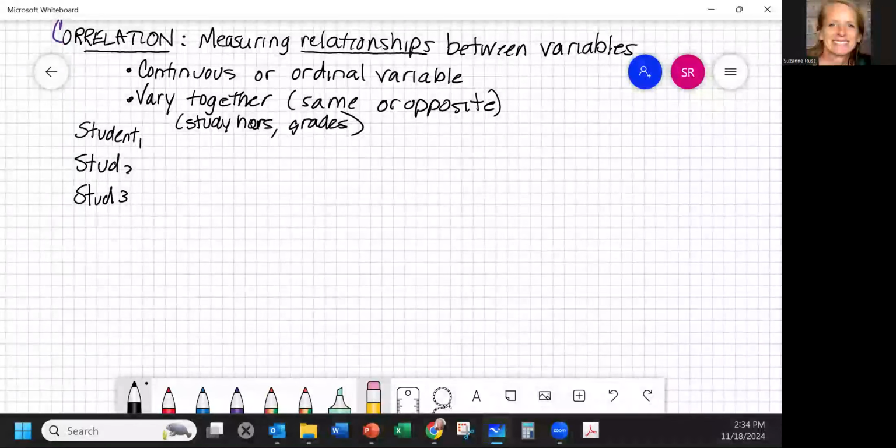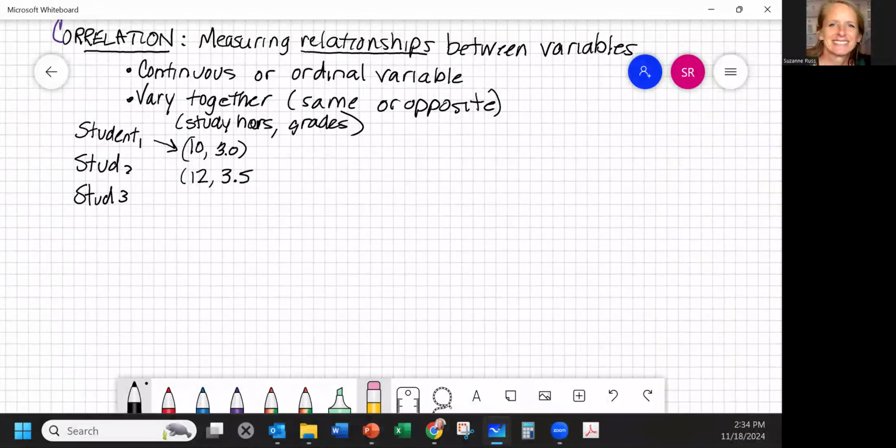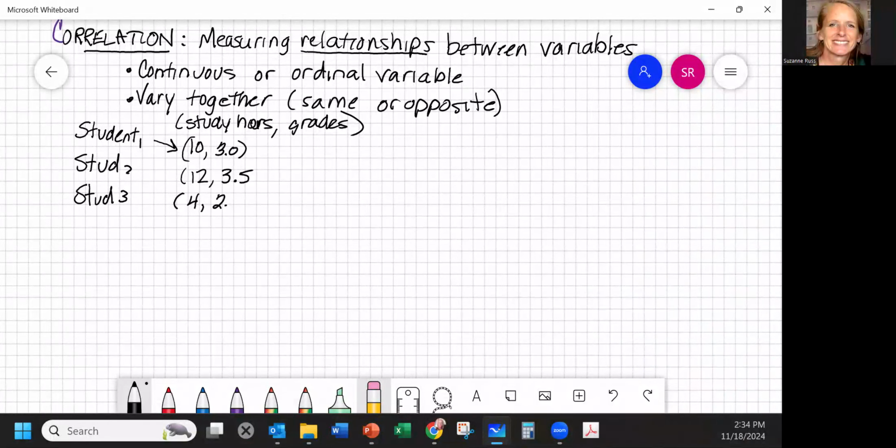I'm going to write them in parentheses rather than columns this time, because you'd often see them that way if you're working by hand. So the first person studied 10 hours a week, and their grade point average was a 3.0. The second student studied 12 hours a week, and their grade point average was 3.5. The third student studied 4 hours per week, and their grade point average was 2.5, and so forth. So we have a continuation to student X.